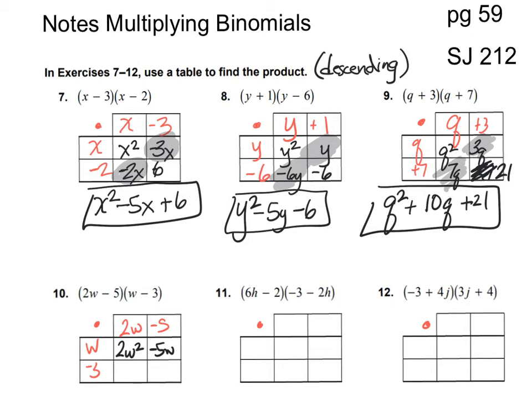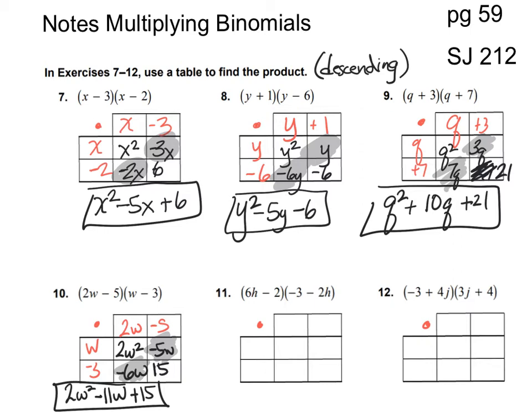2w times negative 3 is negative 6w. Negative 5 times negative 3 is positive 15. Combine like terms. 2w squared. My like terms are here. Negative 5w plus negative 6w is negative 11w, plus 15 is correct.